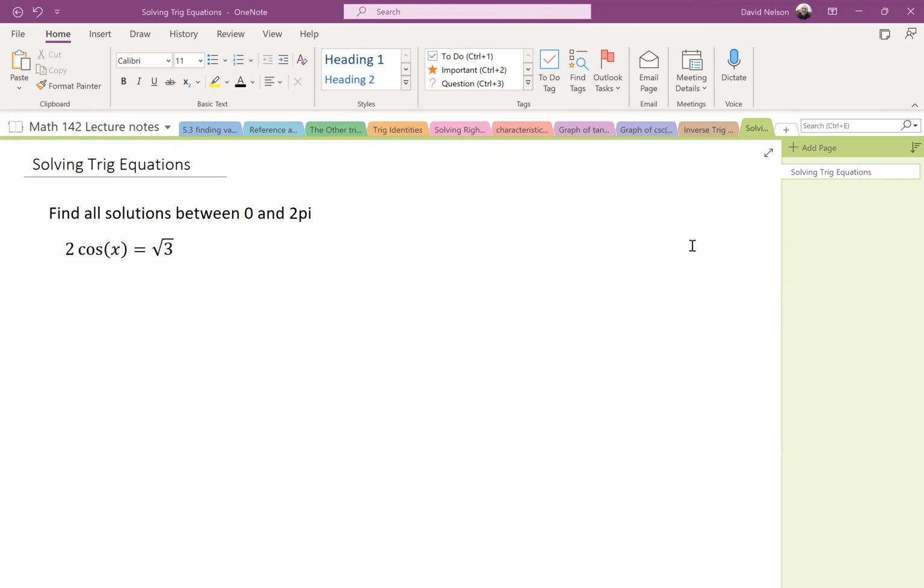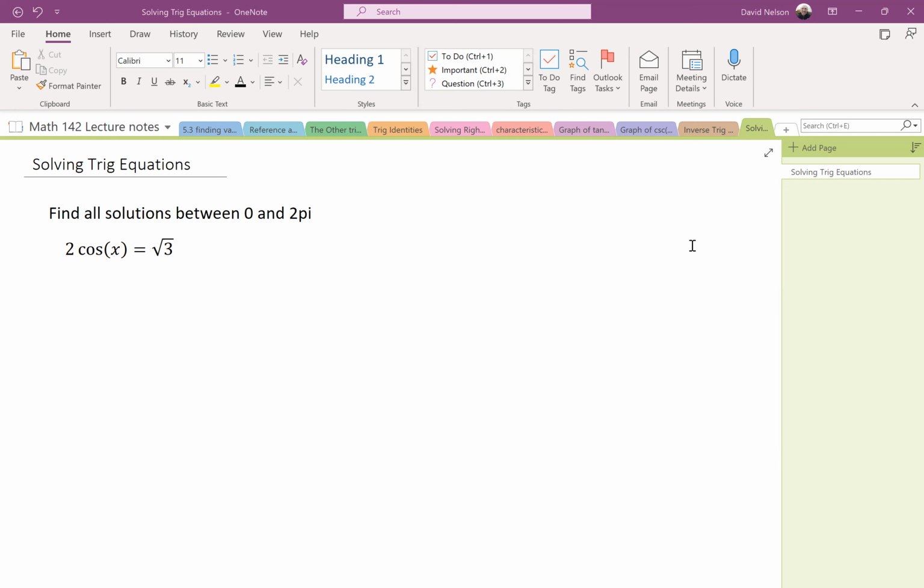Next up on our exploration of trig functions is solving trig equations. A typical example you might see is, say, find all solutions between 0 and 2 pi of 2 cosine x equals the square root of 3.